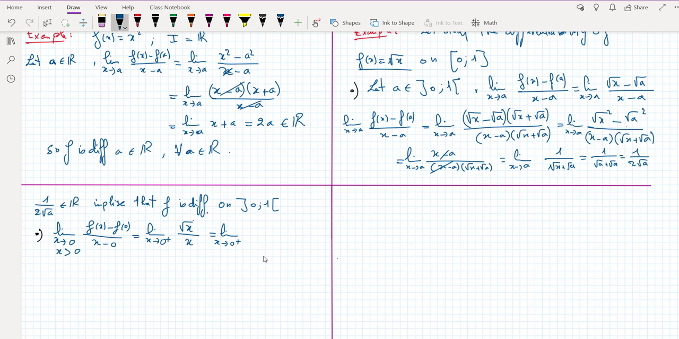We do the same thing as the previous limit. We need to multiply by the conjugate, and we know that the conjugate of root x is root x over x times root x. We will find the limit of x tends to 0 plus, root x times root x is x, over x root x. We can simplify by root x, and we will find the limit of x tends to 0 plus of 1 over root x, which is plus infinity, 1 over 0 plus.